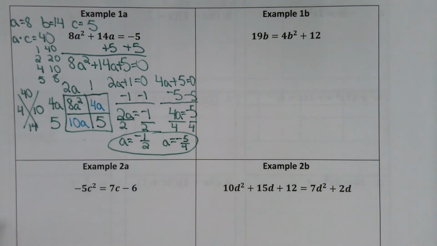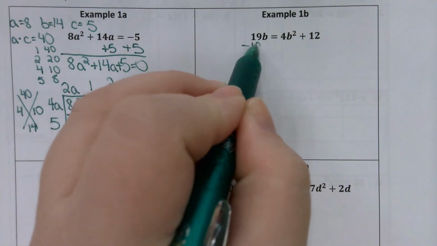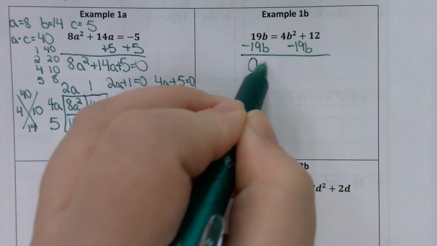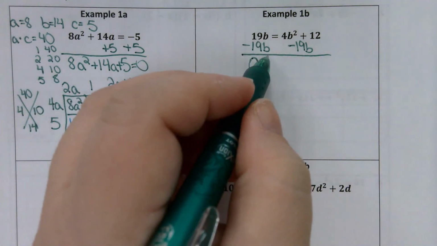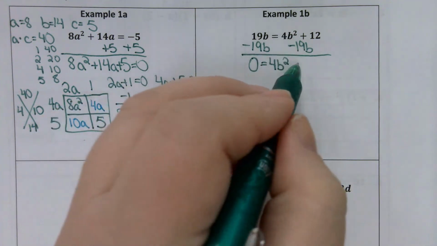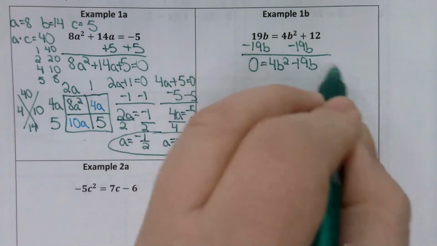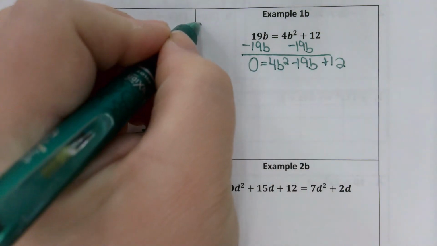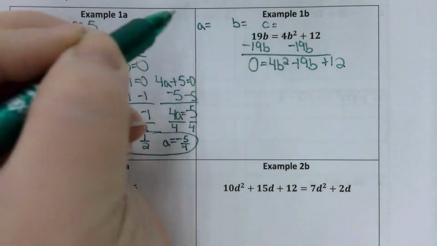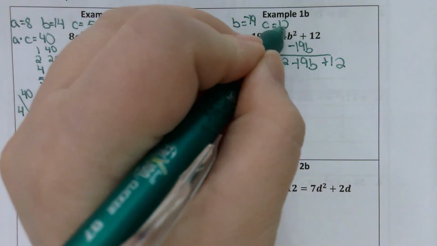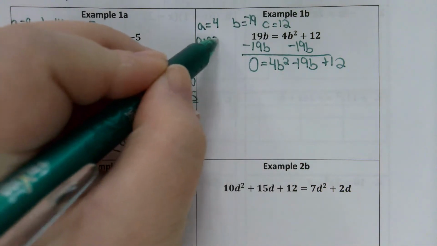In example 1b, in order to get it equal to 0, we have to subtract 19b from both sides. So 0 is left on the left side, and we want to put our a term first, so the b squared term goes first. Then our b term, negative 19b, goes next, and then 12. Look for a GCF. Seeing there isn't one, we'll list our a, our b, and our c. a is equal to 4, b is negative 19, and c is 12. a times c equals 48.